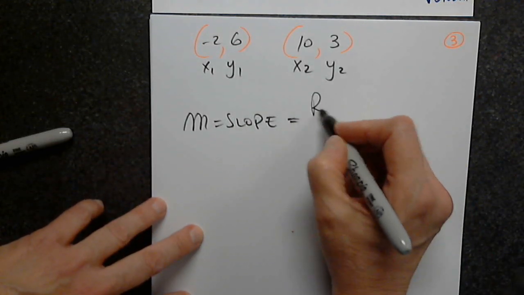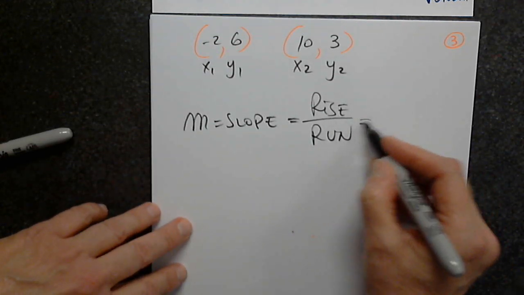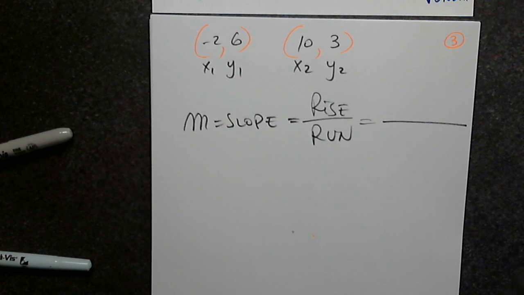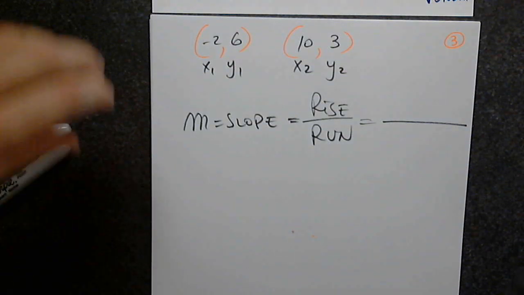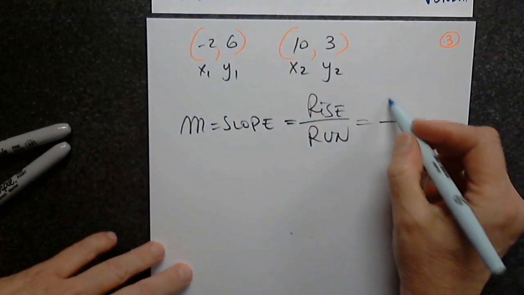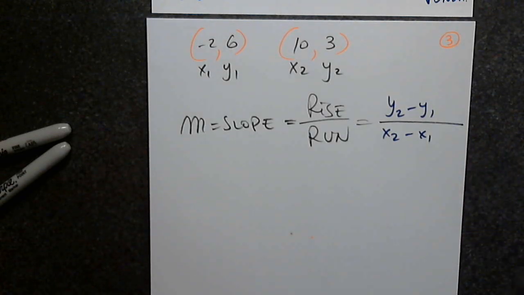The definition is rise over run. Good. Definition first, and then we'll plug in. Excellent. y2 minus y1 over x2 minus x1. Please do not reverse them. You have to have first at the top the difference in y, and at the denominator the difference in x.